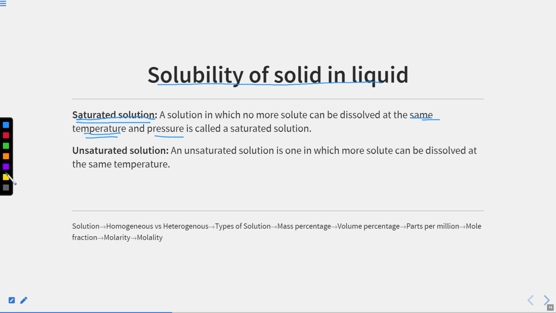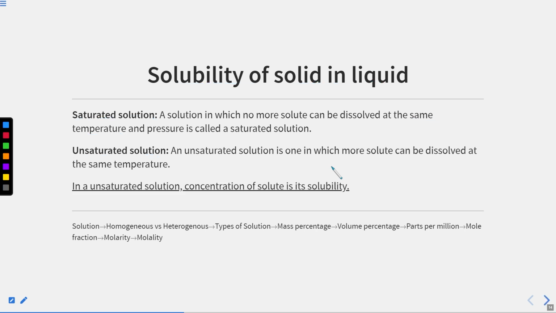And the reverse of that, an unsaturated solution, means more of the solute can be added in that solution. Now I will tell you one more thing right now, and it will be used in your equilibrium part also. This thing is called solubility. If you are taking a saturated solution, then you will say simply that the concentration of solute is the solubility. It is represented by S.